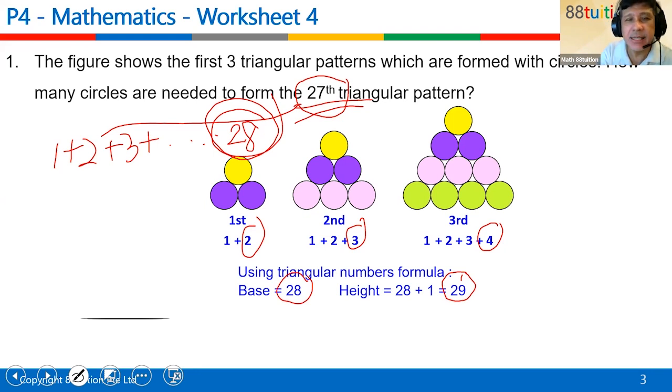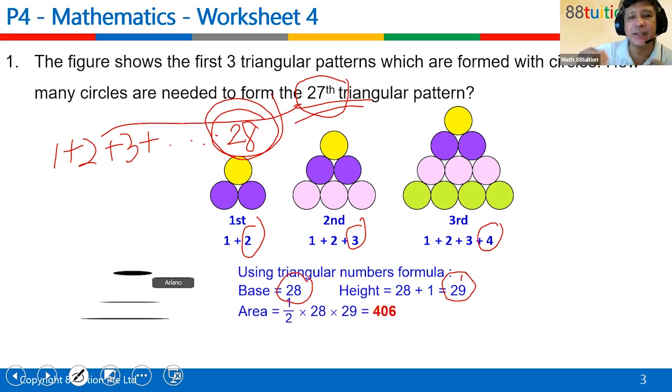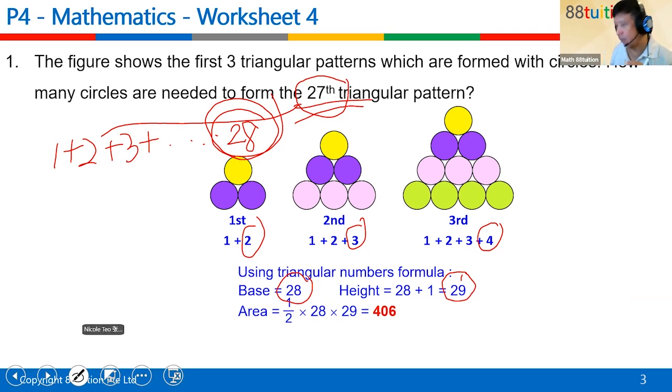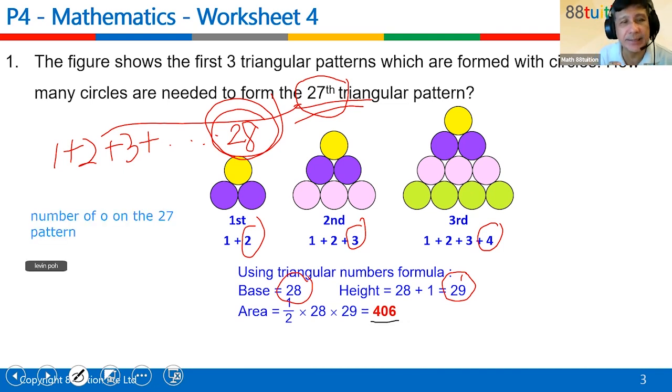And since I am only interested in one set, I will have to divide by 2. So 28 times 29, then I divide by 2. I should get 406. Okay, so this is the so-called magic formula that Bern wanted you all to learn.